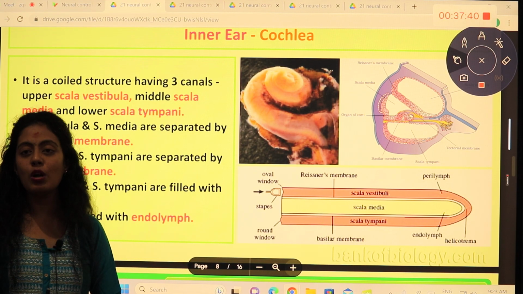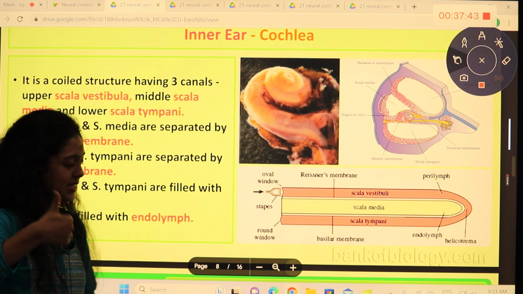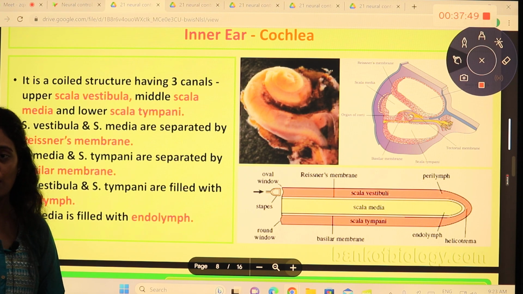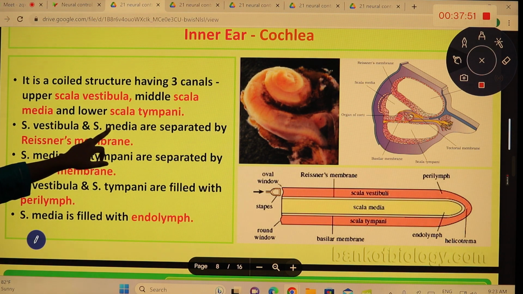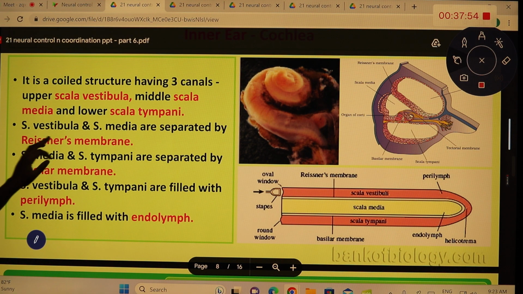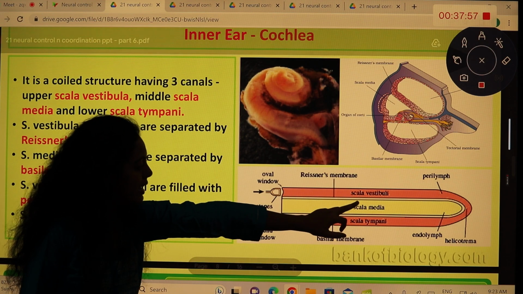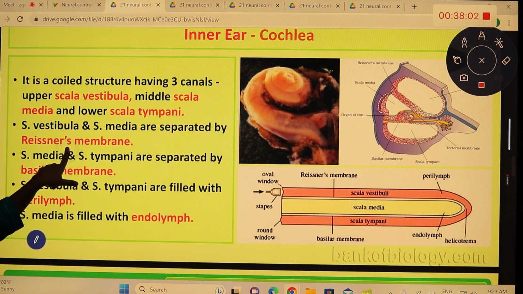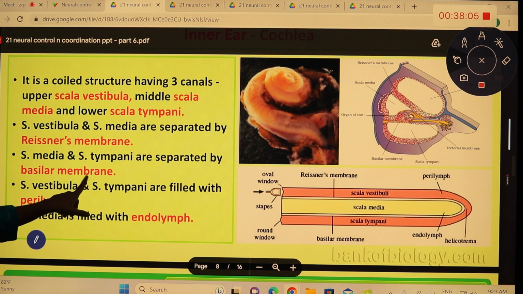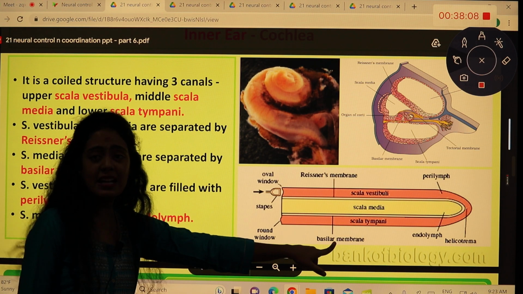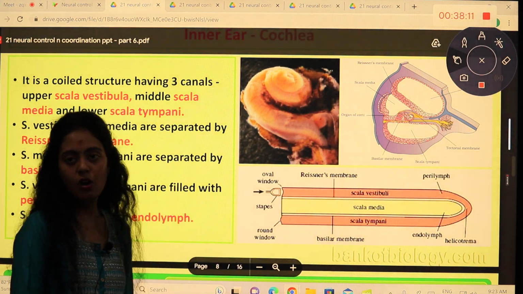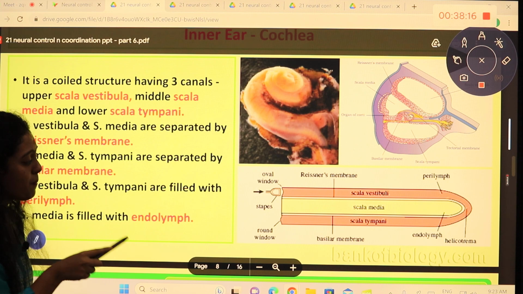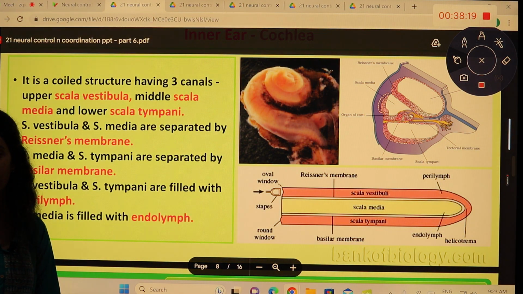All of you repeat with me. What is the cochlea made up of? Scala vestibuli, scala media and scala tympani. Clear? Understood all of you? Scala vestibuli and scala media are separated by Reissner's membrane. The spelling is here. Scala media and scala tympani are separated by the basilar membrane. So vestibuli and media, Reissner's membrane. Media and tympani, basilar membrane. Understood the difference, all of you?